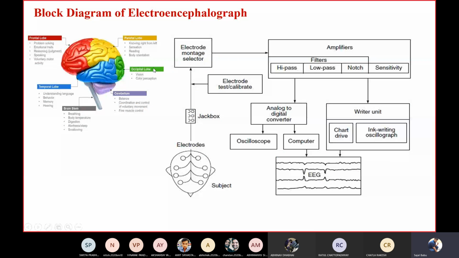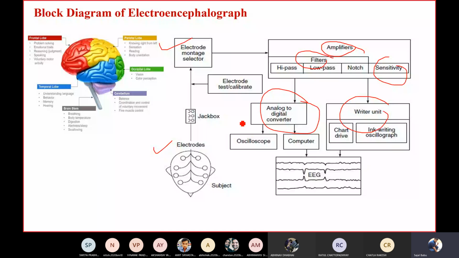Yes, sir. Okay, then, so this is the block diagram which I had started in the previous class, and I think we had gone through what the electrodes and the electrode mounted selectors are, right? The remaining parts that we have to discuss are the amplifier, the filters, the sensitivity, the A to D converter, and the writing unit. I think we had completed the electrode part and then the electrode mounted selector.